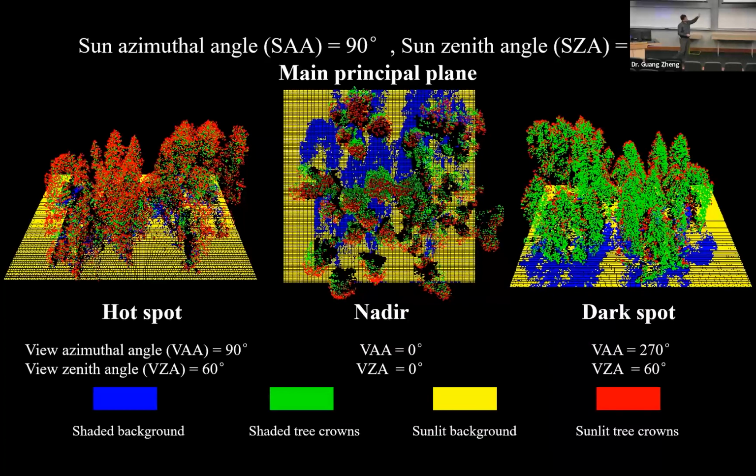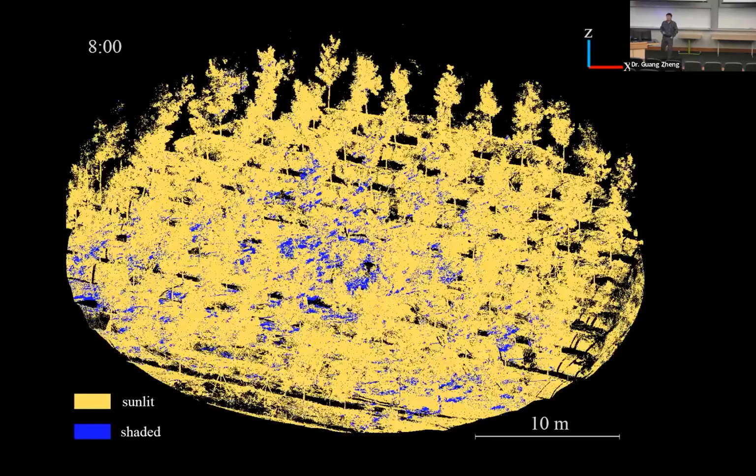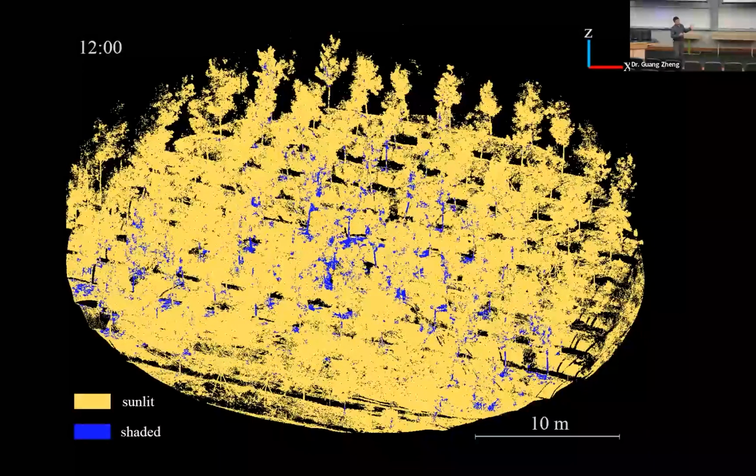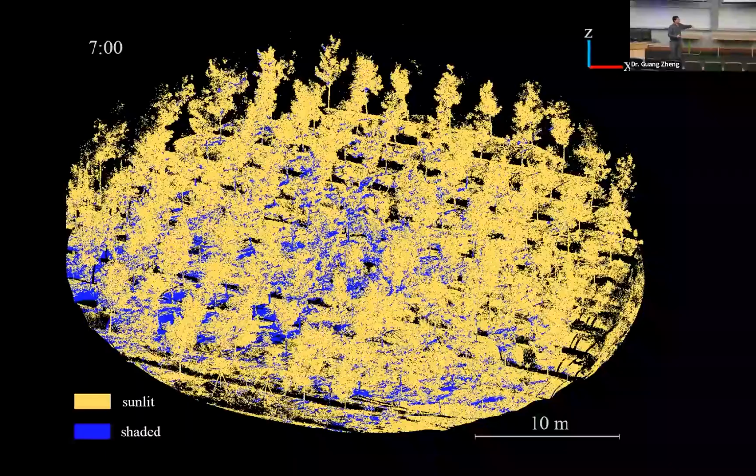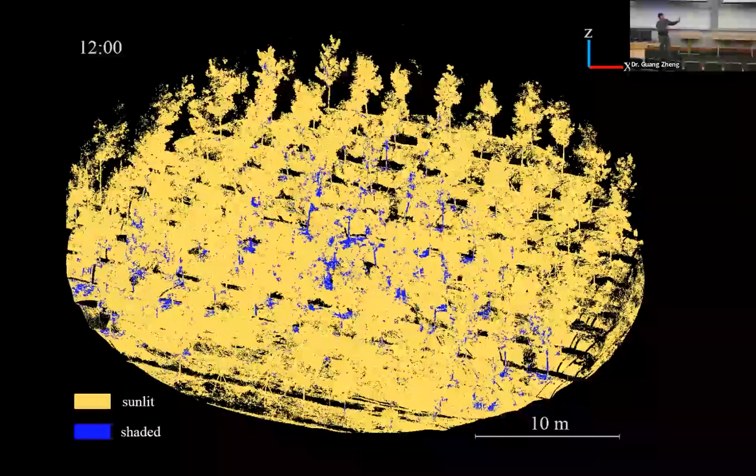Based on these results, we can further simulate how much photosynthesis can go on. And finally, we can answer how much carbon this forest stand can absorb. Okay, this is the result for the spatial and temporal variations of the sunlit and shaded components from 6 a.m. to 6 p.m.